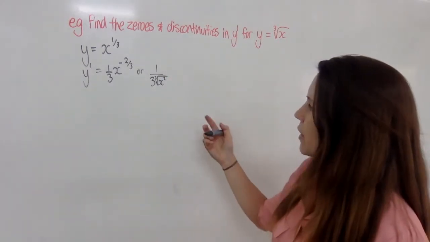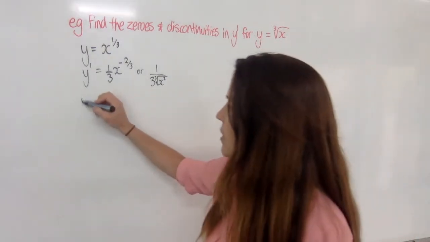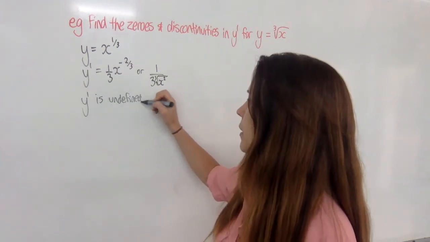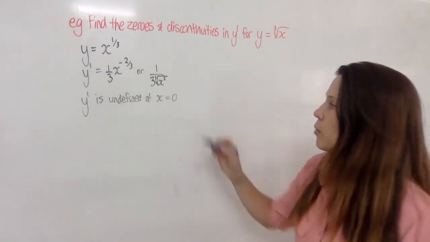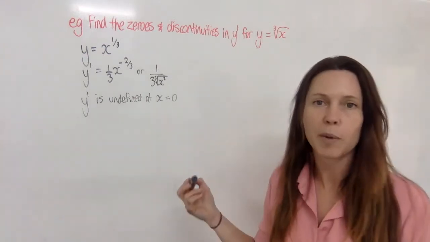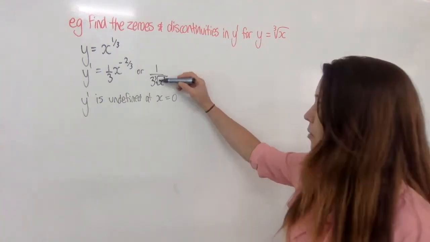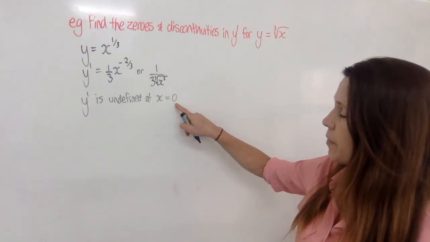Now, why would I want to do that? Well, I can see where y dash is undefined straight away. So I can say y dash is going to be undefined at x equals 0. Now, how did I get that? Well, because I've got a fraction here. The denominator can't be 0, and it's going to be if x squared is 0. In other words, if x is 0. So I've straight away found that it's undefined there.